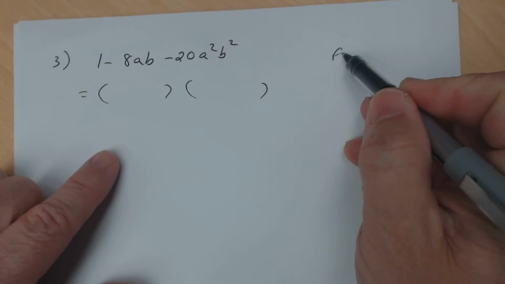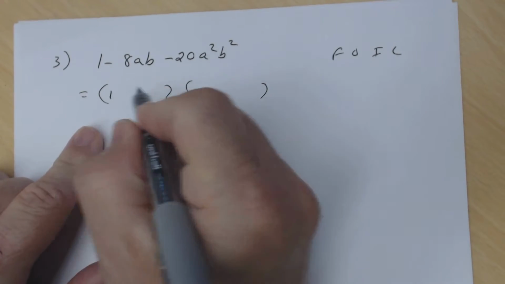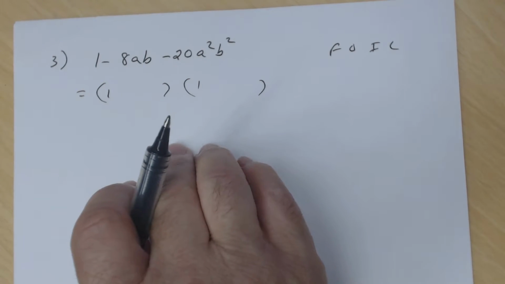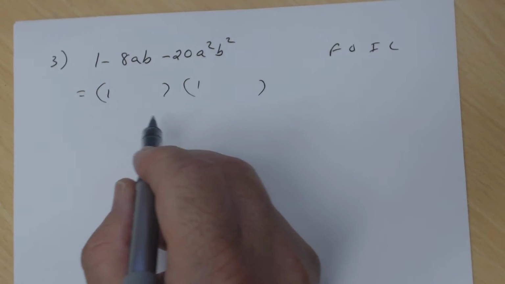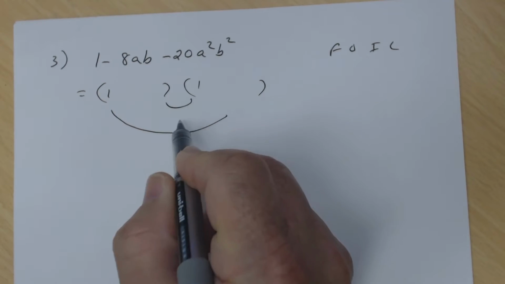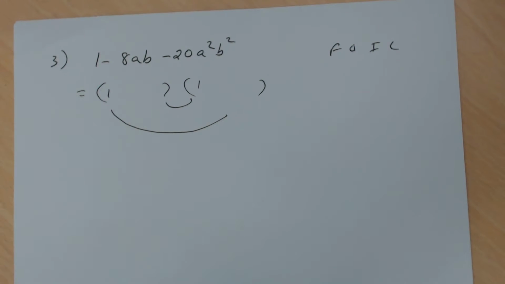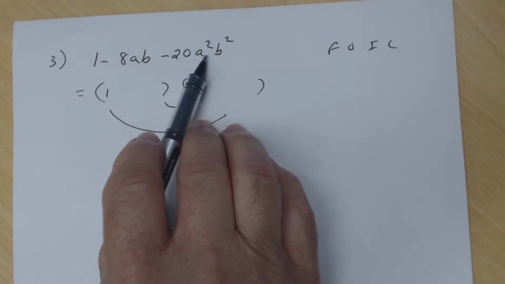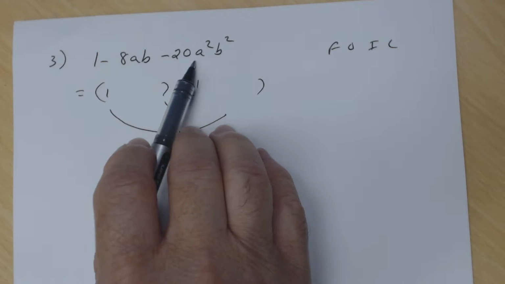Okay, so let's do trial and error and FOIL. So what times what is 1? Well, there's only one possibility, 1 and 1. All right. Now the last sign's negative, so remember our discussion. The last sign's negative. That means these signs in here will be different. And the outer and the inner, when I add them up, has to be a negative 8ab. So let's think about now. I know this is a negative. The last term is a negative 20a squared b squared. So I know that the coefficient here is a negative 20.